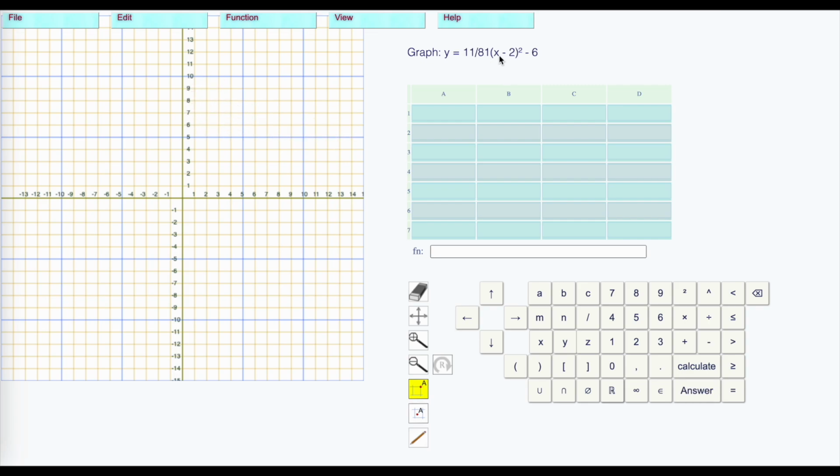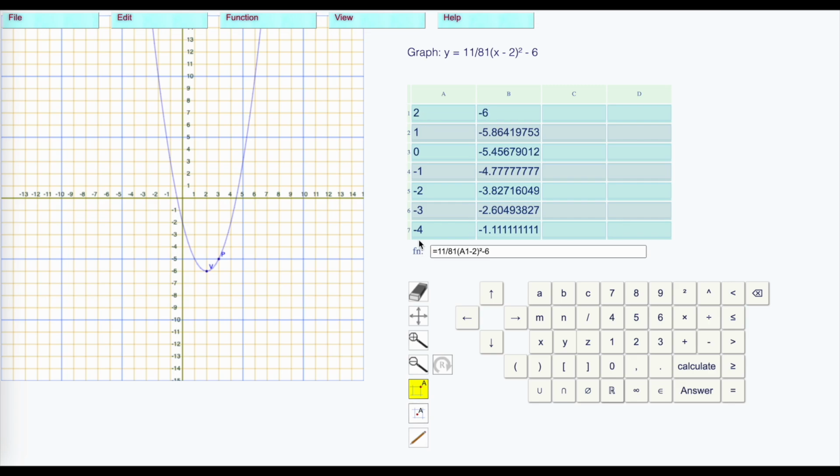Let's do one more. The vertex is +2, -6. It's opening upwards. When the x value is 2, the y value should be -6, y is equal to 11 over 81 times the x, take away 2, close the bracket, squared, minus 6. I'm going to subtract 1 off of the 2, x is equal to that minus 1, and then fill that down. Then I'm going to fill down this equation and see if we have any.